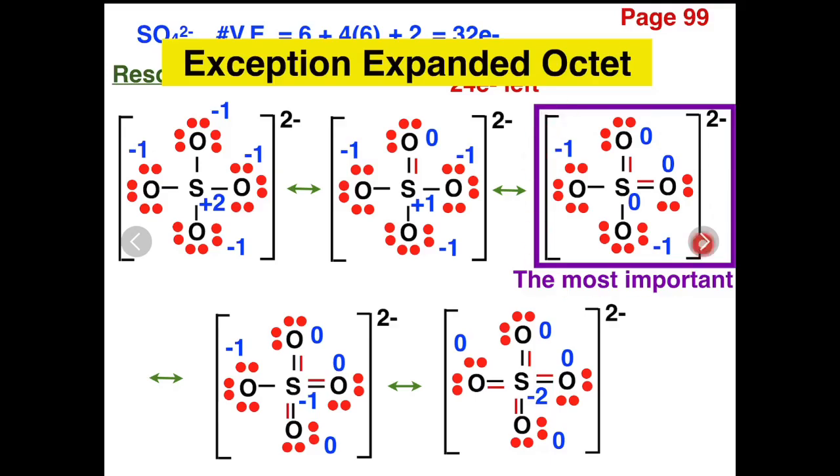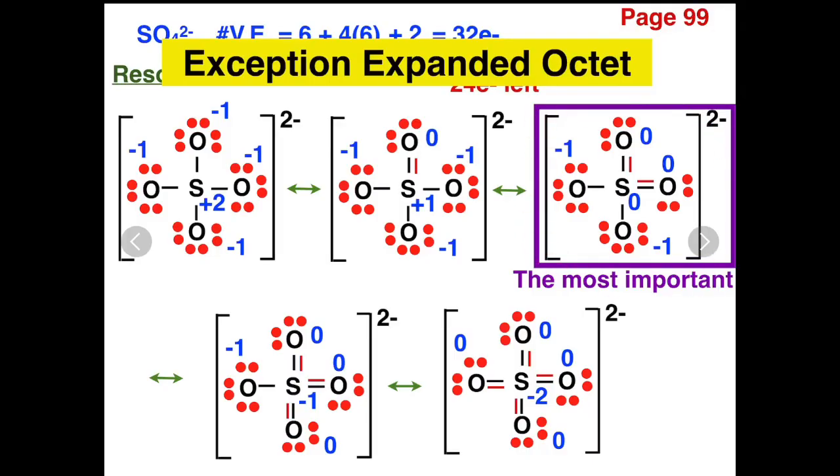But know that in this case, the reason we choose this structure is that the formal charge is closest to 0, and also the negative formal charge is on the most electronegative atom. So this is the most important. Now I'm going to choose this most important one here.